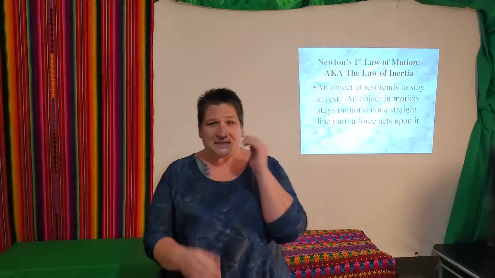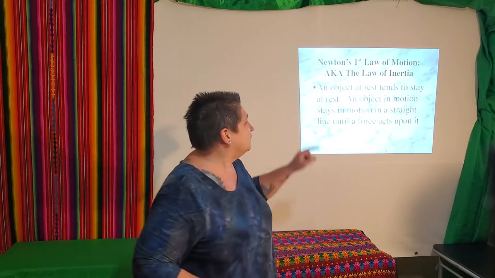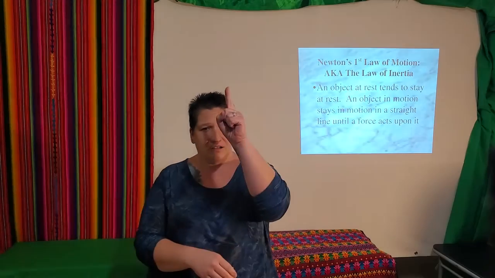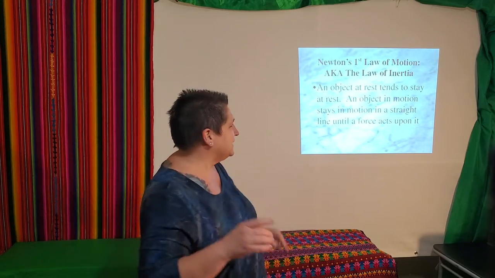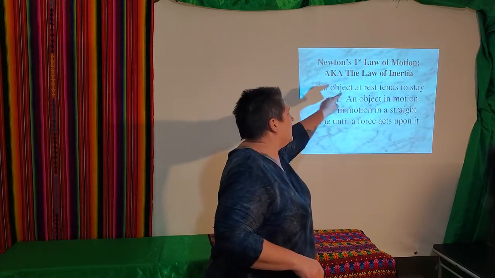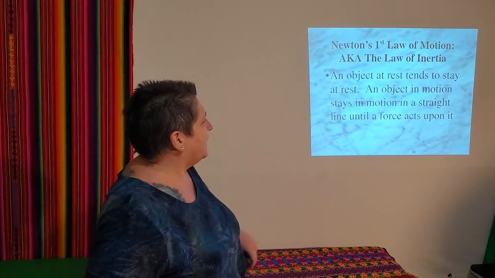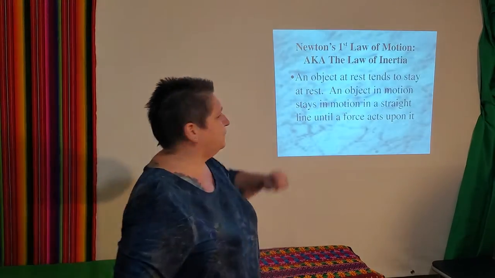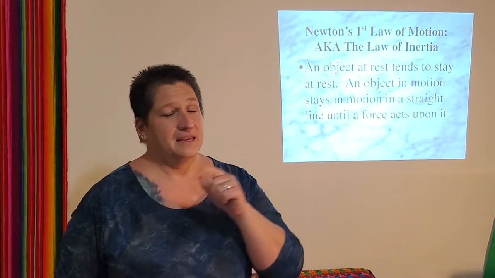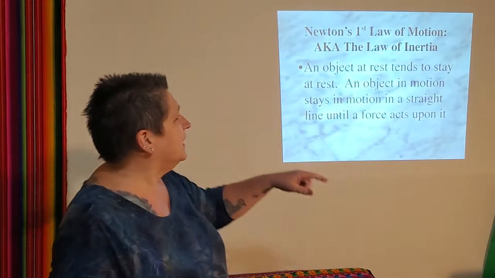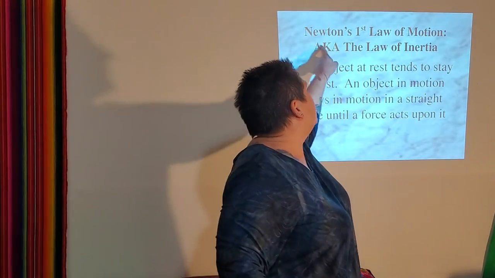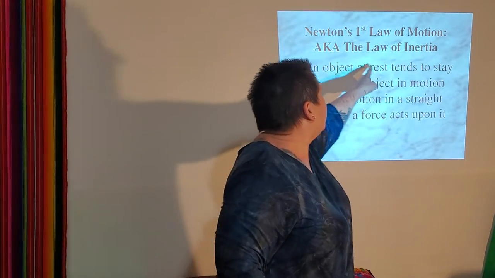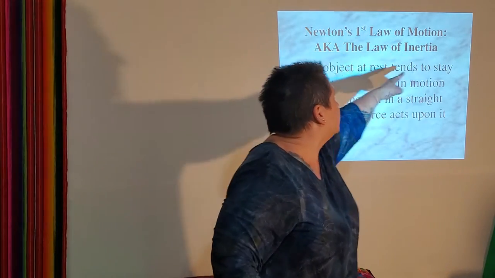All right, so now I'm gonna bust down just the basic three laws. First of all, Newton's first law of motion is also called the law of inertia. Inertia is one of your vocabulary words, it comes next, but I want you to go ahead and write this down. An object at rest tends to stay at rest. An object in motion stays in motion in a straight line until a force acts upon it. Now you should have this to refer back to as well. But you're going to put this whole piece right here as your vocabulary word. Your whole piece right there.